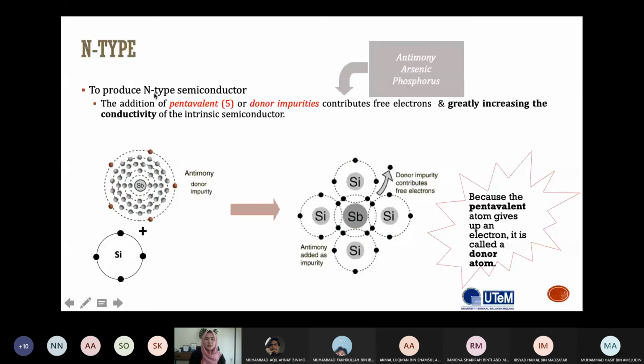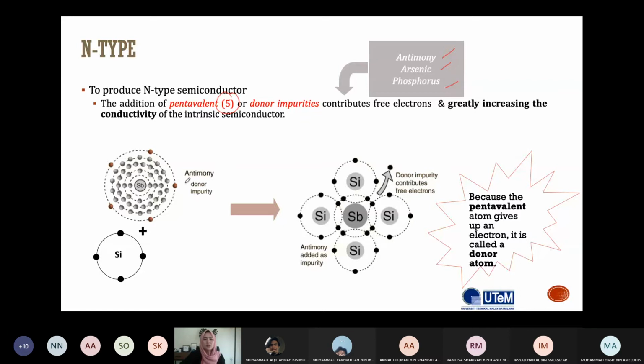Now let's look at the first one, the N-type semiconductor. To produce an N-type semiconductor, you need to dope the semiconductor with a material with 5 valence electrons, which we call donor impurities. This will greatly increase the conductivity of the intrinsic semiconductor. Examples of pentavalent materials with 5 valence electrons are antimony, arsenic, and also phosphorus.